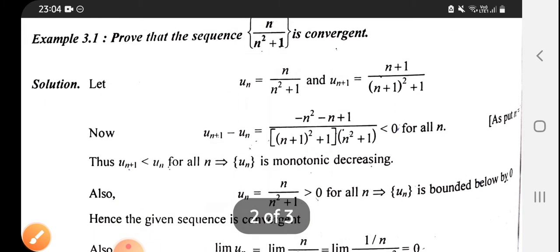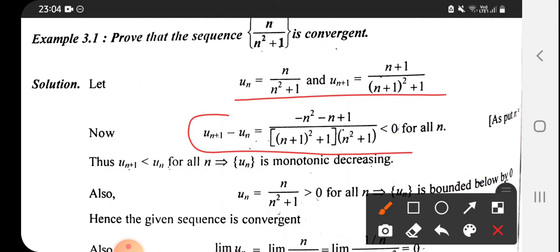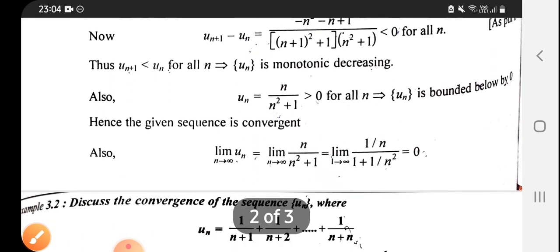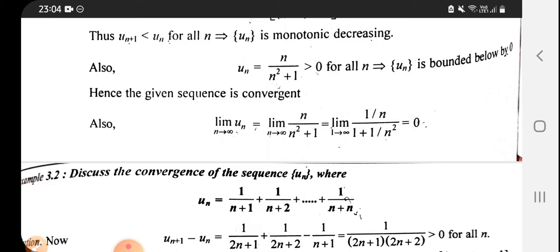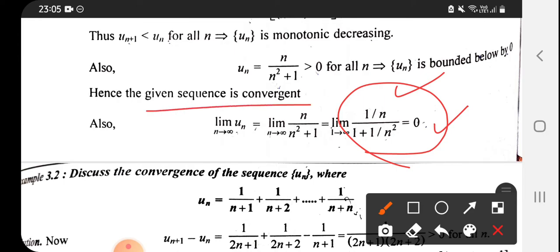Prove that this sequence is convergent. We find un and un plus 1 and check that this difference is less than 0. Therefore, this sequence is monotonically decreasing, and then we take the limit as n tends to infinity of un. We divide numerator and denominator by n, we get this, and we divide numerator and denominator by n square. Then we get this expression, and as n tends to infinity we get 0. So the sequence is convergent.